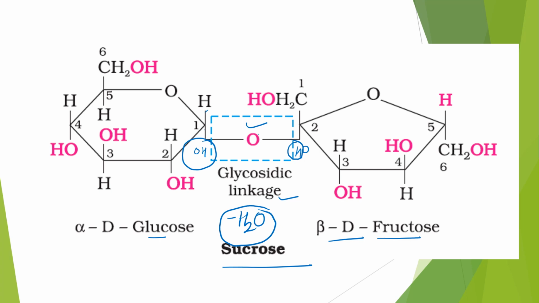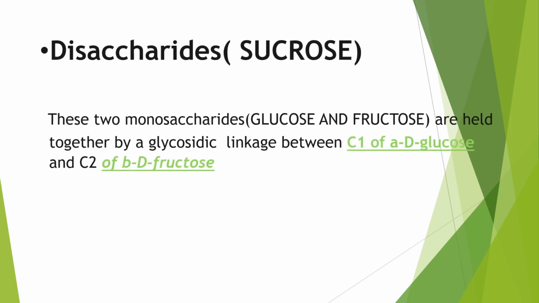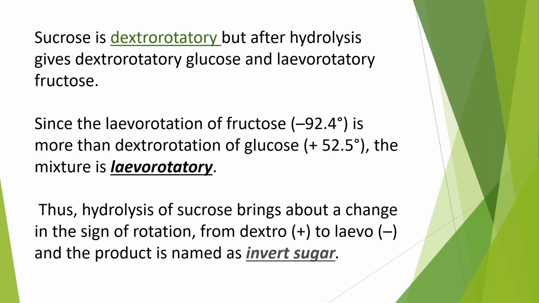Now next we have to deal with the summary that the two monosaccharides glucose and fructose are held together by a glycosidic linkage between C1 of D glucose, that we have already seen, and C2 of beta D fructose. This we have to remember, that sucrose has the glycosidic linkage between C1 of D glucose and C2 of beta D fructose. Sucrose is dextrorotatory, but after hydrolysis gives dextrorotatory glucose and levorotatory fructose. This is a very important concept here.